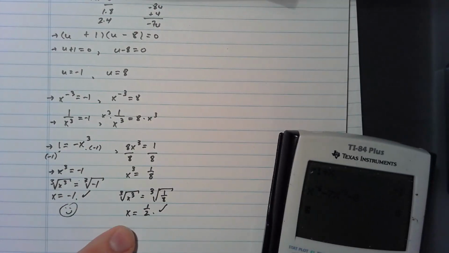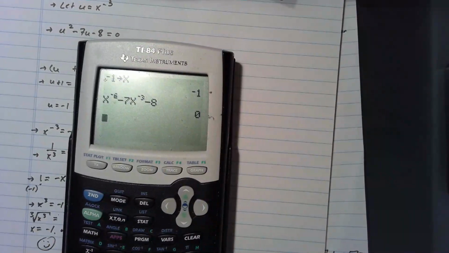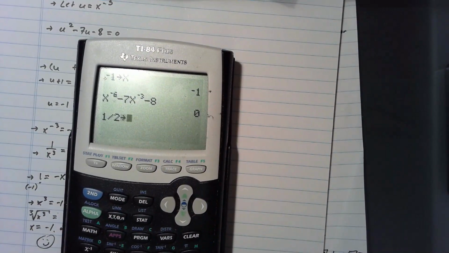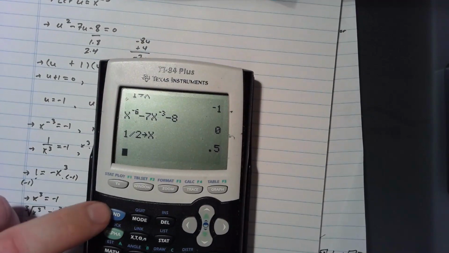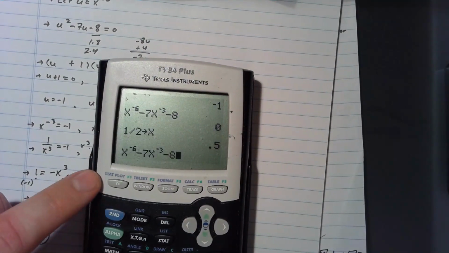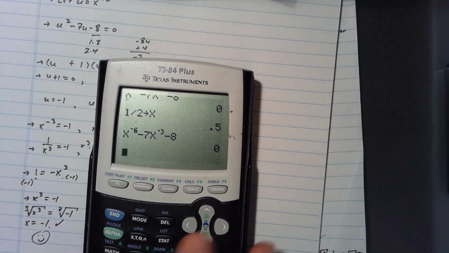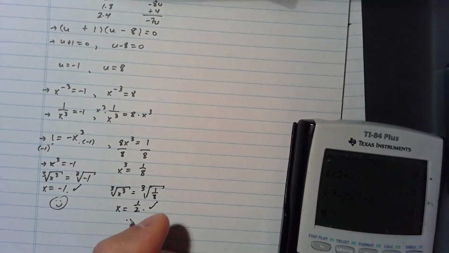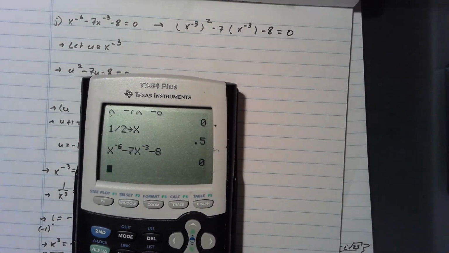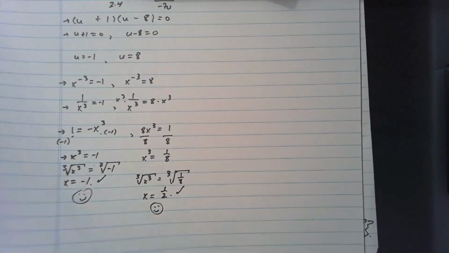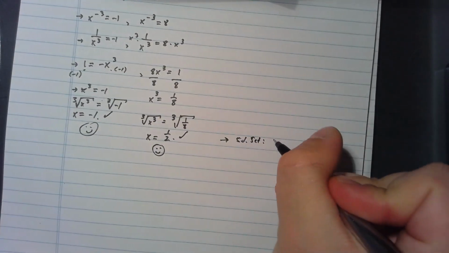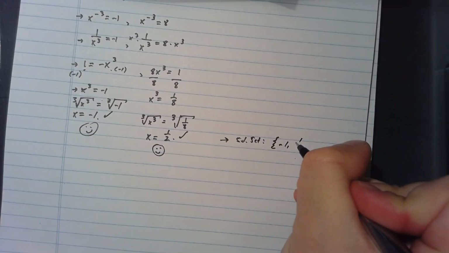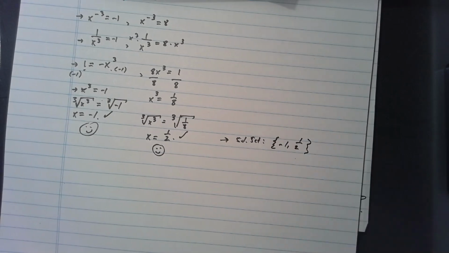Let me try 1/2. So 1 divided by 2, store that in the x. And then let me type in the original equation. Enter. I got 0 again. Hey! So they both work. Okay. So that means my solution set is negative 1 and a half.